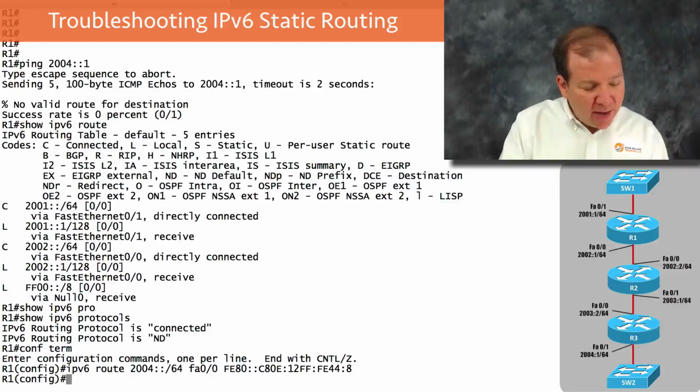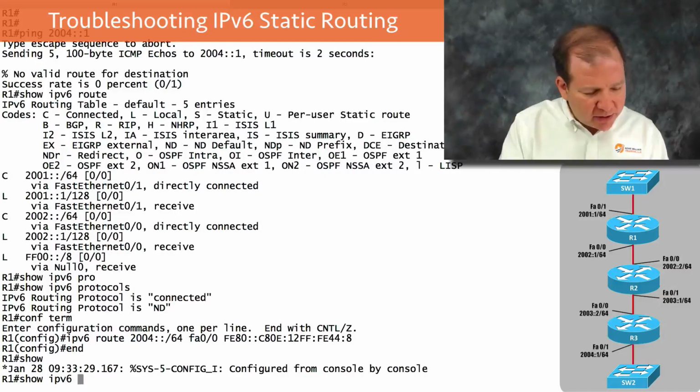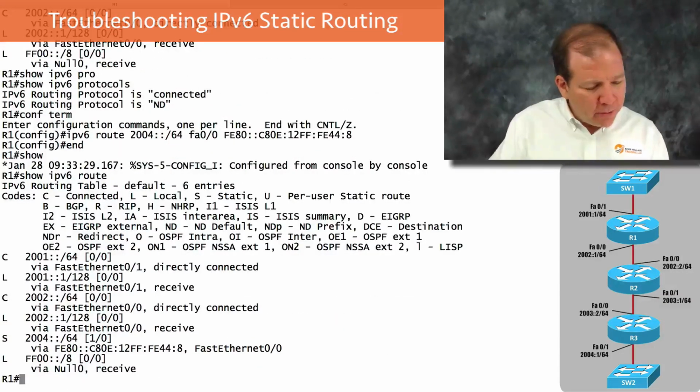And now that we've done that, let's take a look at our IPv6 routes. Let's do a show IPv6 route command. Now we see this statically configured route. We're going to go to this link local address on R2, and we're going to get there by going out of Fast Ethernet 0/0.